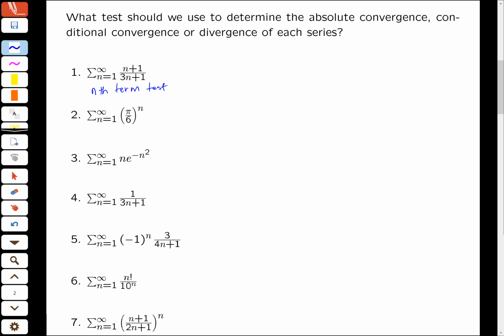direction. Look at number 2. What should we do here? Geometric. How about number 3?